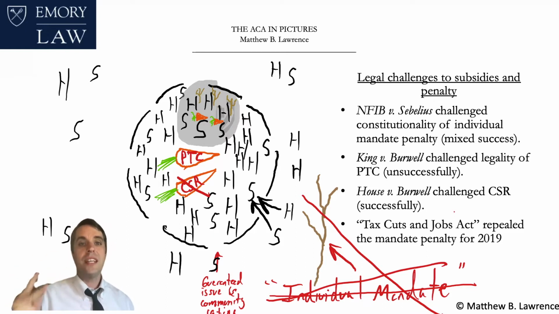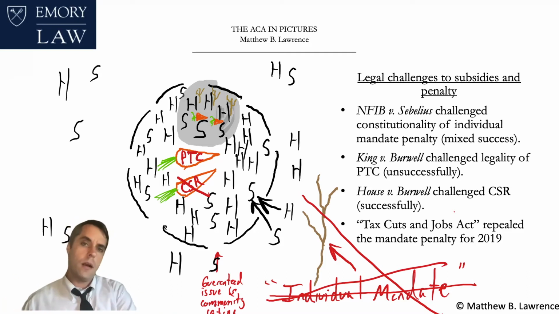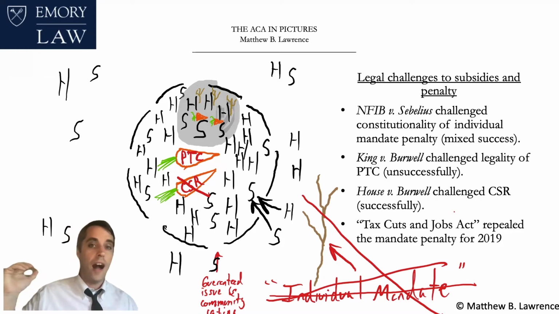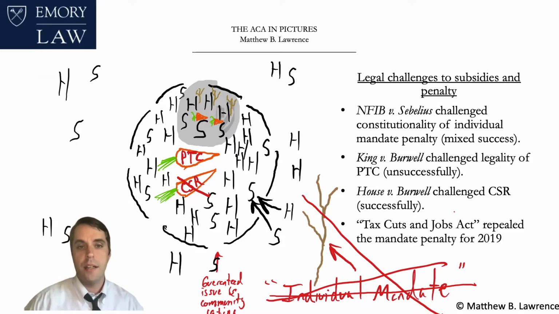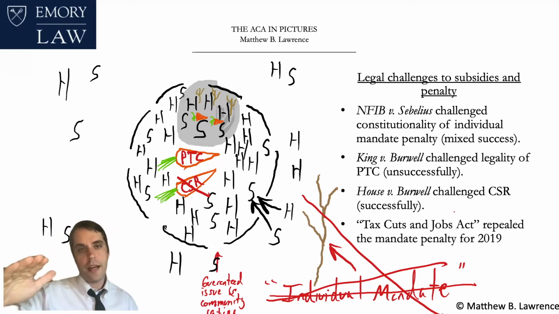Challenge 2 was King v. Burwell. That went after one of the carrots, the premium tax credit carrot, the PTC carrot I have there on the screen. And King v. Burwell was highly technical. It wasn't constitutional. It was statutory interpretation. The argument was that the way the ACA was written, the premium tax credit carrot didn't really work. And the Supreme Court rejected that statutory interpretation argument. The Supreme Court upheld the carrot. It said, no, the carrot works fine. The statute permits expenditures on premium tax credits. So challenge 1 to the stick failed. Challenge 2 to that carrot failed.